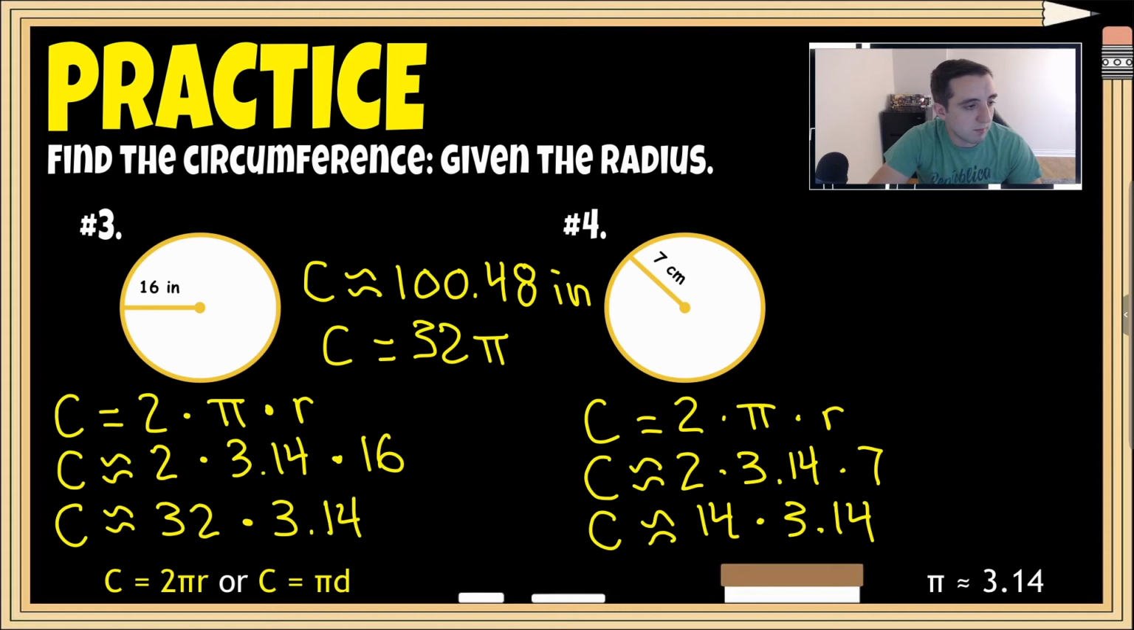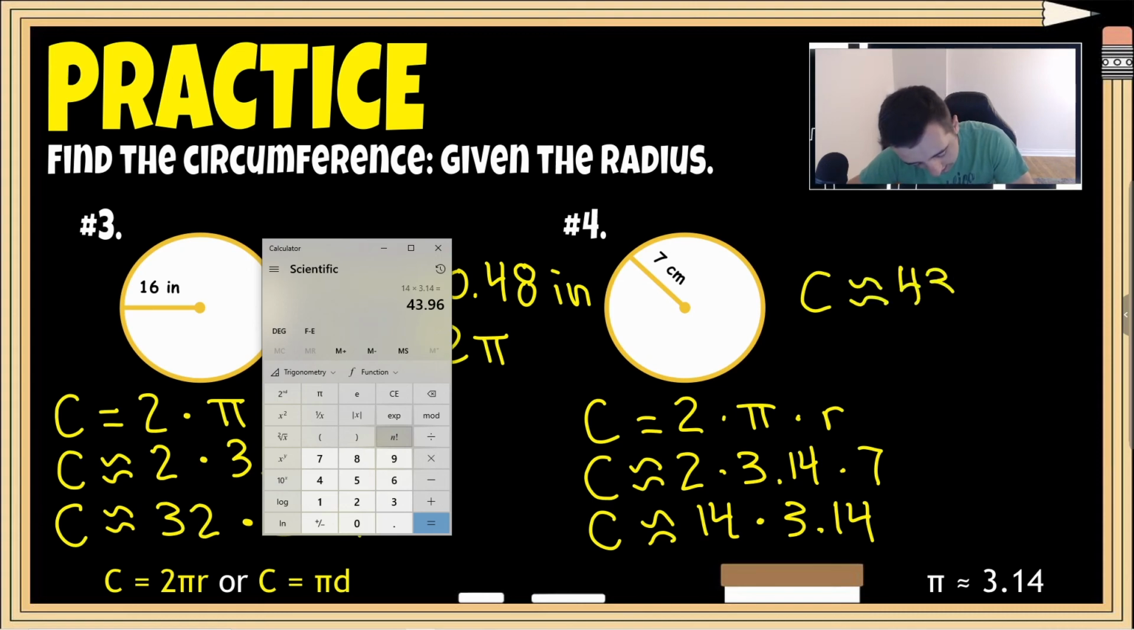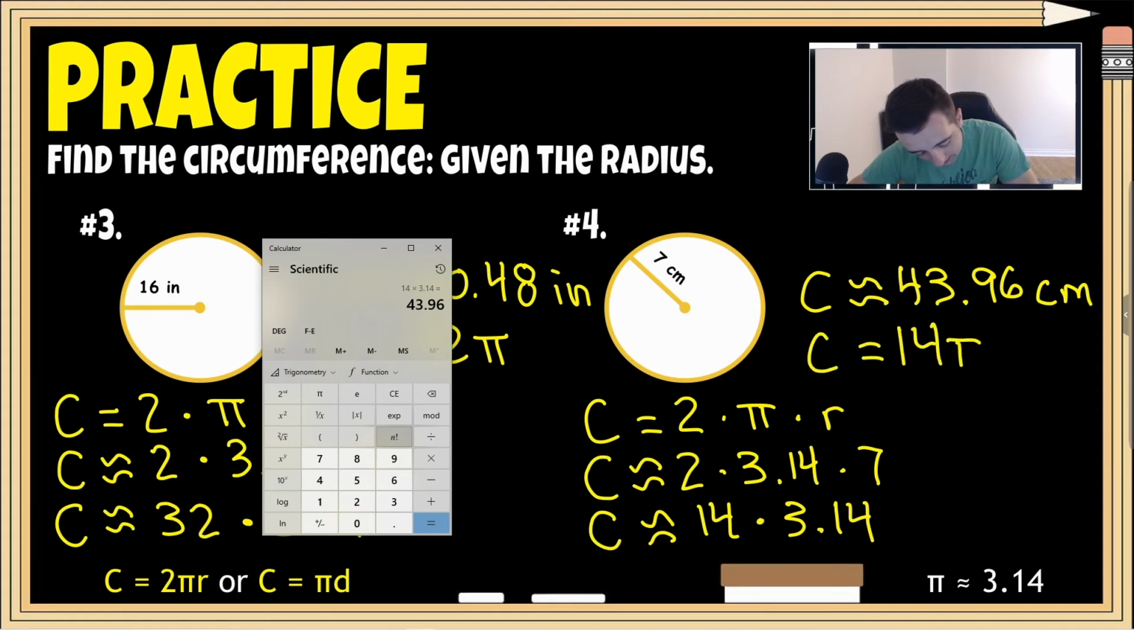Okay, let's go ahead and multiply those. So we have 14 times 3.14. And we end up getting 43.96 roughly. So C is approximately 43.96. Units of measurement, we have centimeters. And if we were leaving our answer in terms of pi, this would be circumference equals 14 pi.